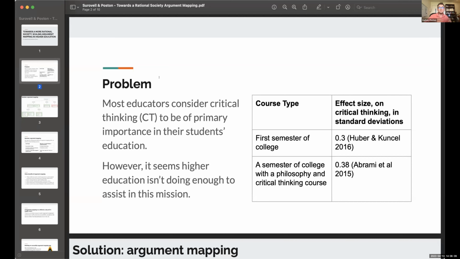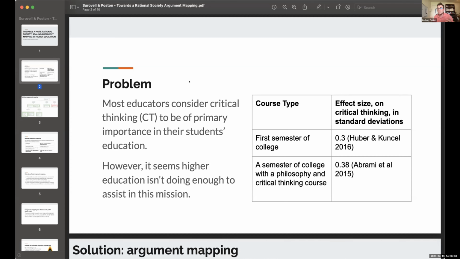Following all these, if you take a look to the right, you can see on this graph, I mentioned how critical thinking gains are somewhat meager. If you notice this, you can see 0.3 and 0.38 for first semester of college and a semester of college with a philosophy and critical thinking course. Because of this, we can notice that 0.3 is, we could say, a small effect size, a general statistician's rule of thumb. And 0.38 is close to a moderate.